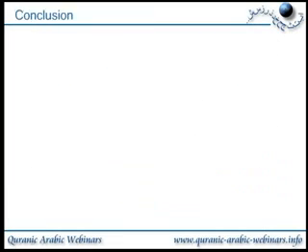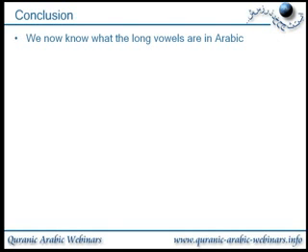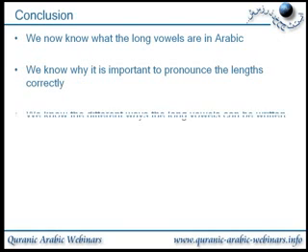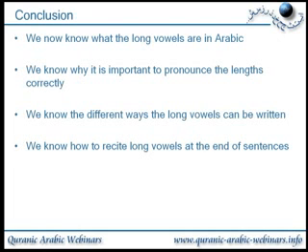So in conclusion, we now know what the long vowels are in Arabic. We know why it is important to pronounce the lengths correctly, so we don't make any major mistakes, which could be sinful. We know the different ways the long vowels can be written. We've seen alternate ways. We've seen the Uthmani script and we've seen the Majeedi script. We know how to recite long vowels at the end of sentences, and the best thing to do is buy a good color-coded Quran and stick to that initially until you become very proficient in these rules.